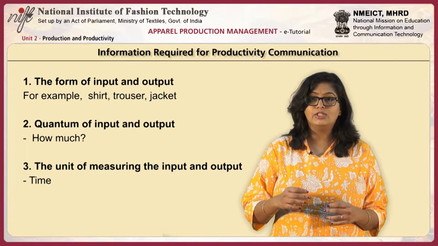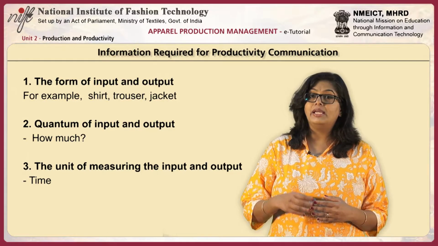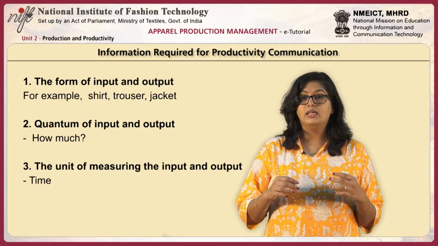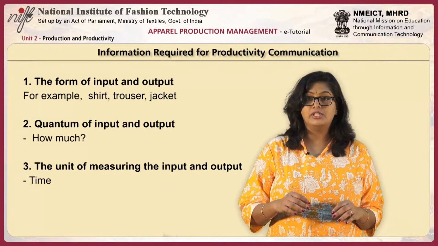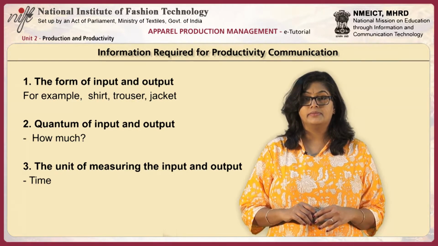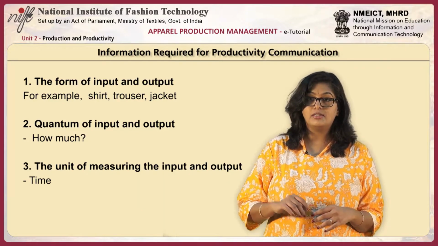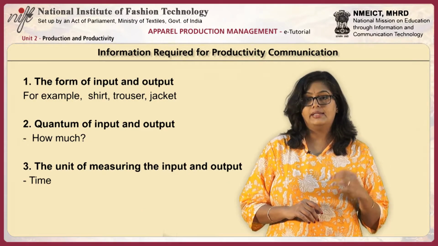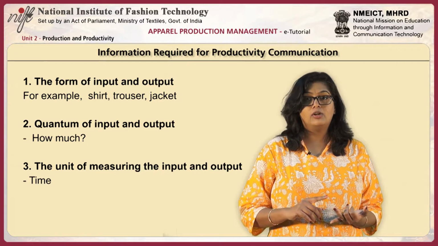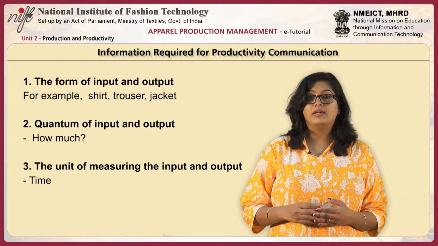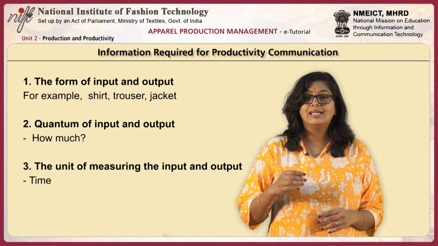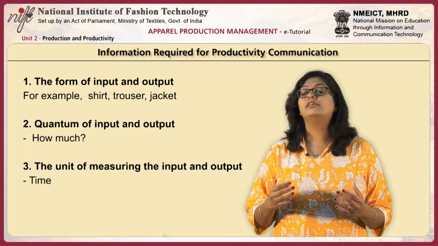A better and easy to understand communication can be to mention that the productivity of the organization ABC is 15 standard shirts per sewing operator per 8-hour shift. I repeat, 15 standard shirts per sewing operator per 8-hour shift. So it includes pieces per head of an operator and at what time and of what product and how much. So it is very important to mention the correct unit when we express productivity.